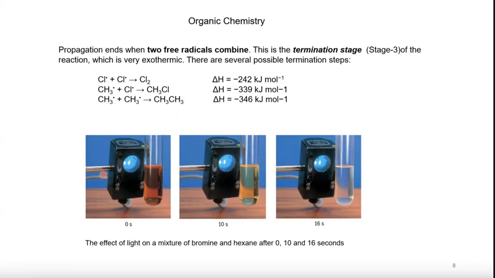Now, if we look at this picture, what we are talking about here is that if we do not have light, no light, then we can see the mixture of bromine and hexane just doesn't react. But with sunlight, at 0 seconds, then after 10 seconds we get the mixture, and then after 16 seconds hexane and bromine react, and we get bromohexane.